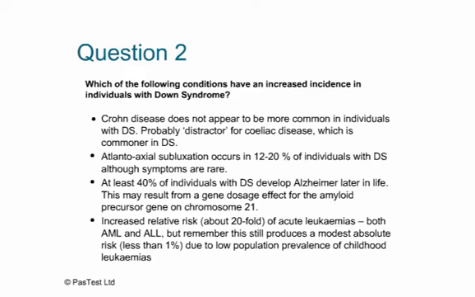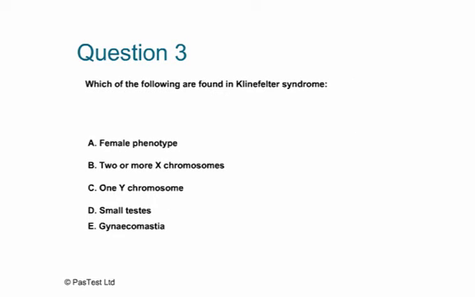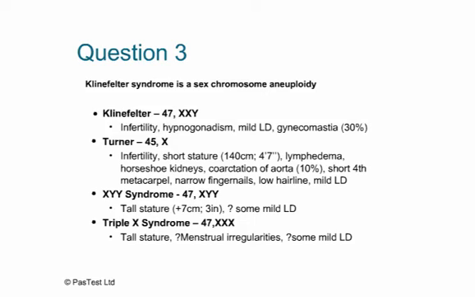Now let's move on to Klinefelter syndrome. Now, which are the features of Klinefelter syndrome in this list? Commit yourself now, write it down on paper. Klinefelter is, of course, a sex chromosome aneuploidy, and there are a number of ones of these which you should know a little bit about.